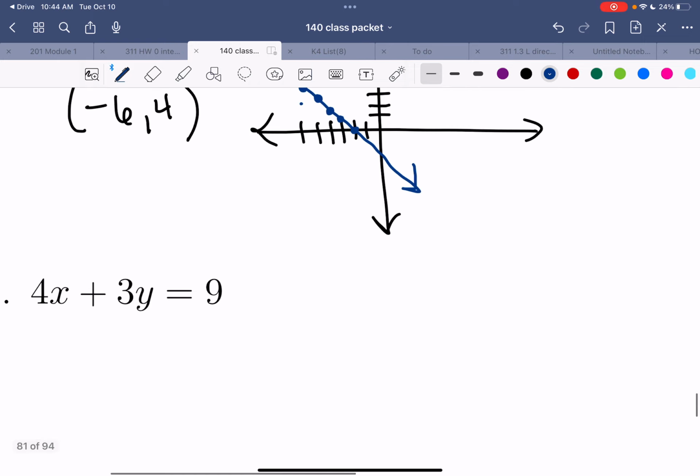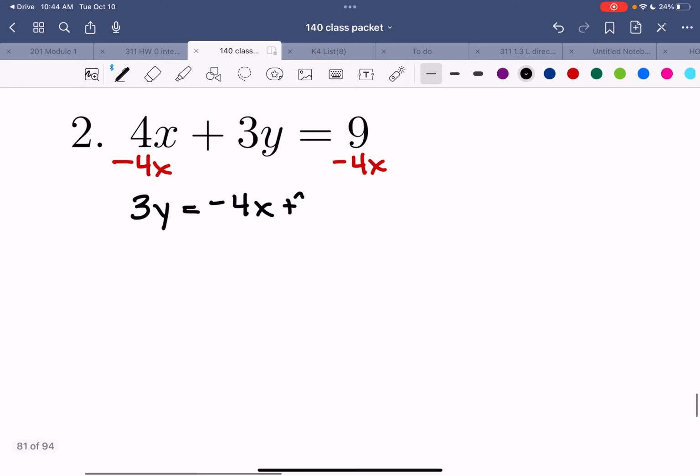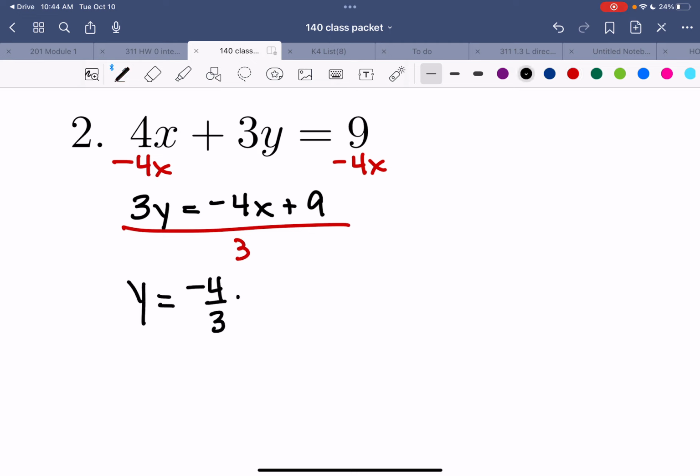Okay. Now let's take a look at number 2. This one does not appear to be in any type of form that we have up above. So we're going to go ahead and turn it into one of those forms. And the easiest way to do that is to solve for y. So let's go ahead and subtract the 4x. So -4x plus 9. And then we're going to divide everything by 3. And that will give us y equals -4/3 times x plus 9/3 is 3.